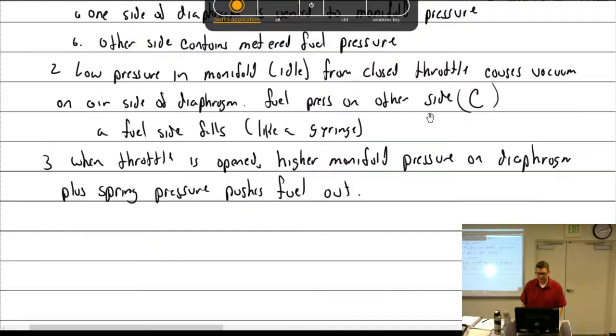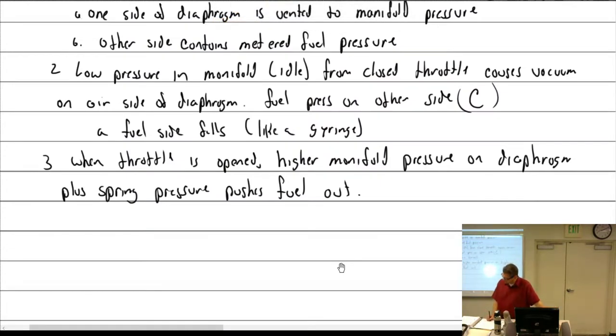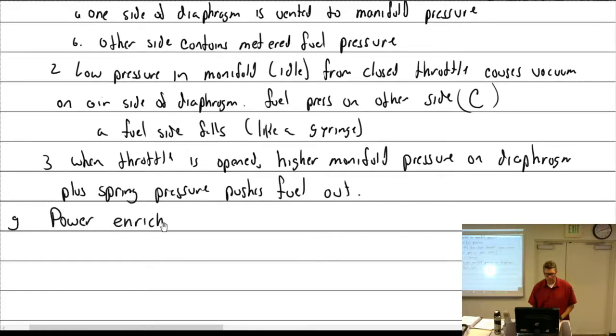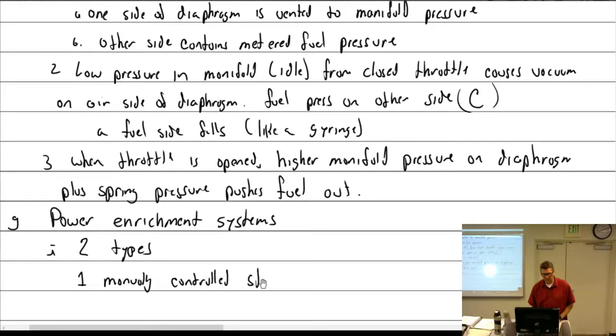Go back. Power enrichment systems. There are about two types. Type one is the manually controlled step valve, like the PS5.